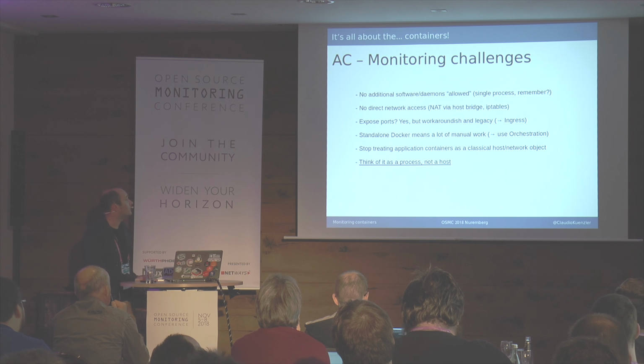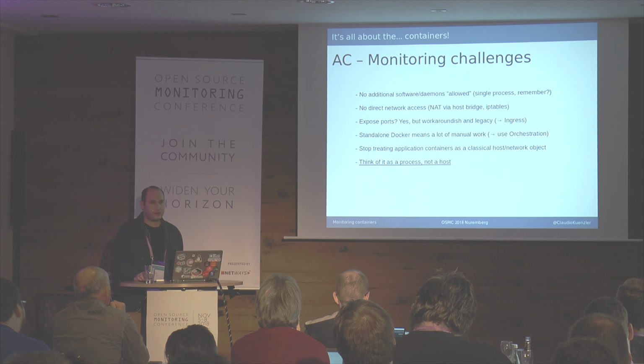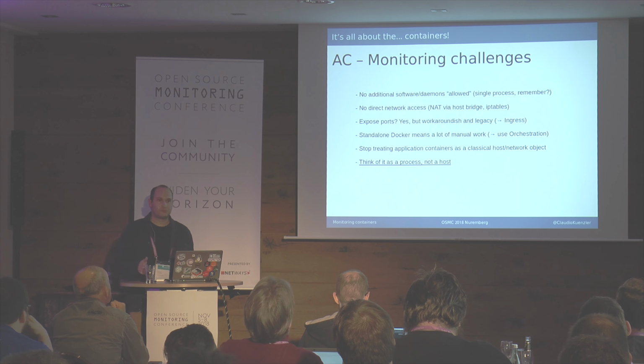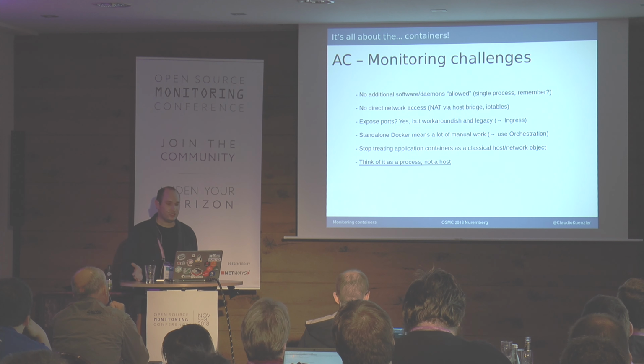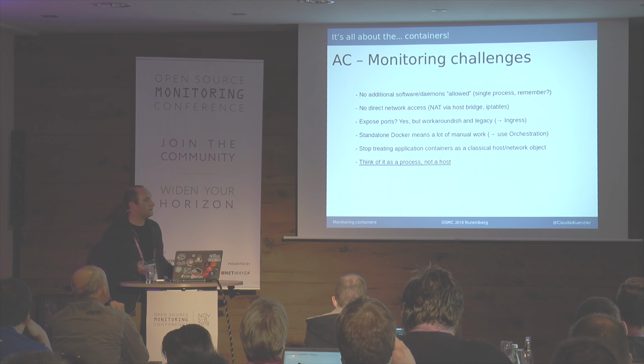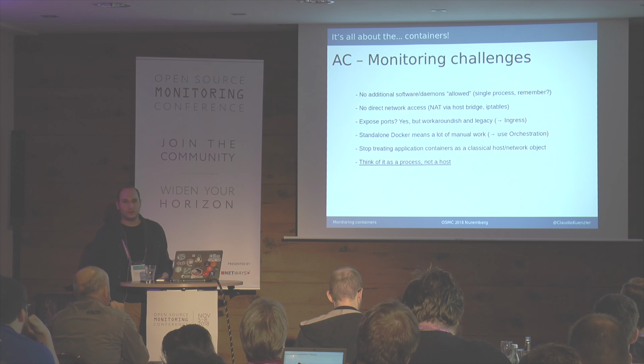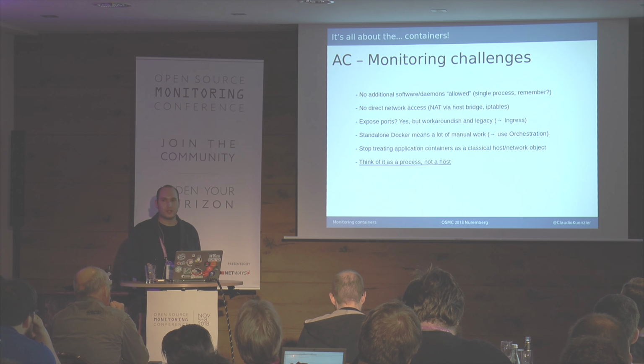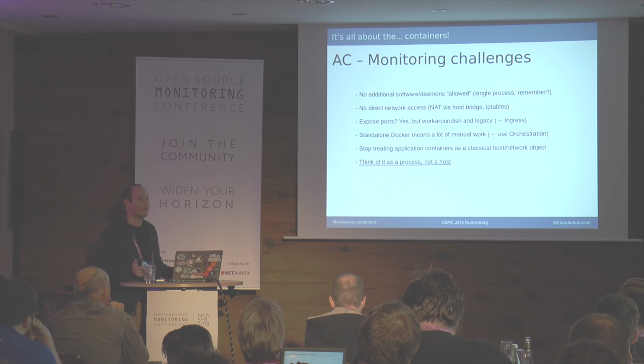Of course, with that solution, we get some additional monitoring challenges, as we are not supposed to install additional agents, processes, listeners, etc., into an application container. Additionally, we have no direct network access because it's NATed through the IP tables. So we could configure an exposed port for each container to access it via the network. But do you really want to do that if you have thousands of containers?